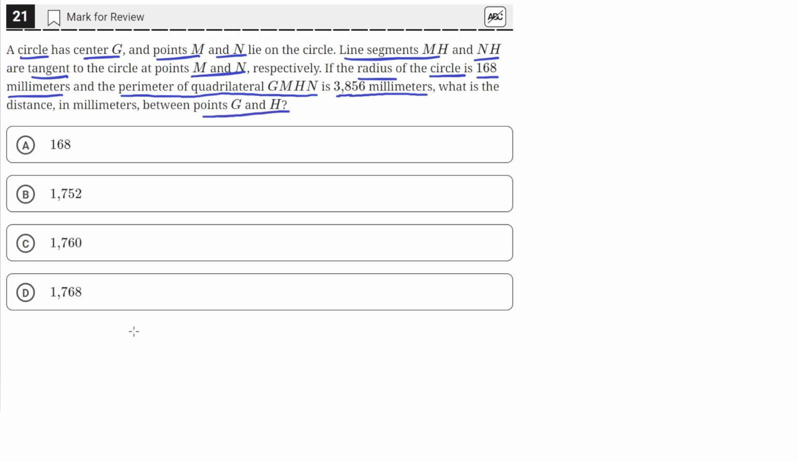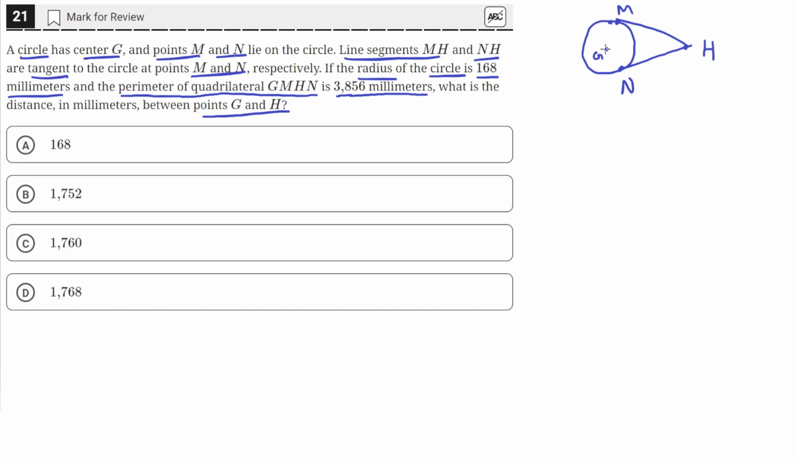Okay, so we have a circle with center G. Then we have points M and N, which are on the circle. And then we have some point H that is connected to N and M by a line segment. So this is NH and MH.